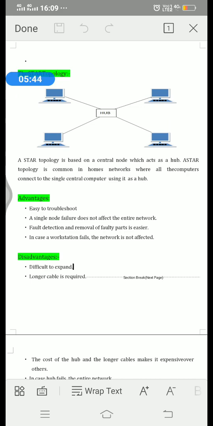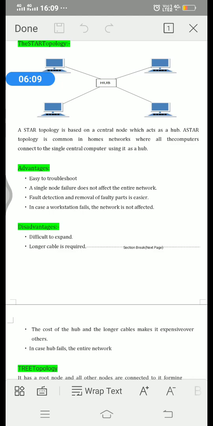Next is a single node failure does not affect the entire network. Definitely, if a system goes down, it does not affect the rest of the systems or the network at all. Your network will continue working very fine even if a system fails. Fault detection and removal of the faulty part is easier. Okay, then next one is, in case a workstation fails, the network is not affected.